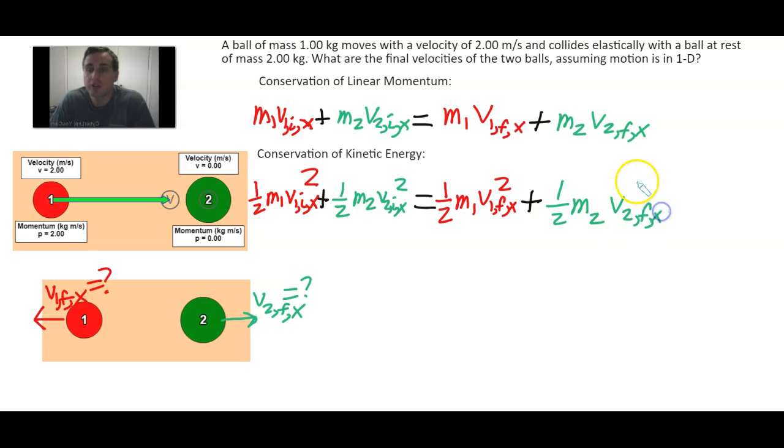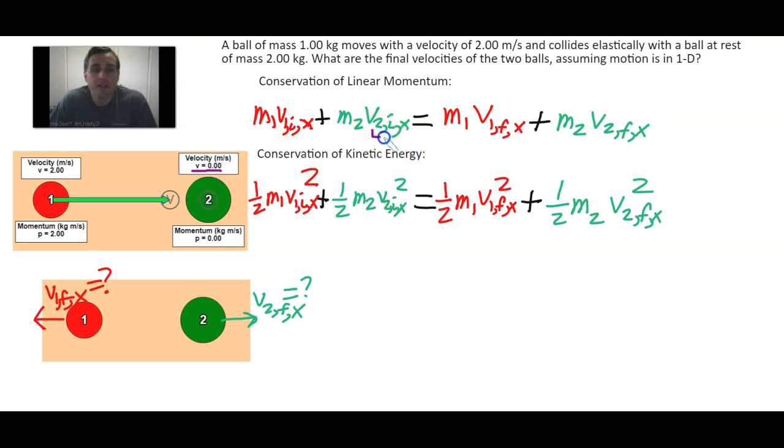So let us now look at our plan of attack, so to say. What we can do is we can say there are two simplifications we can make almost right away. And the first is because the initial velocity of mass 2 is 0.